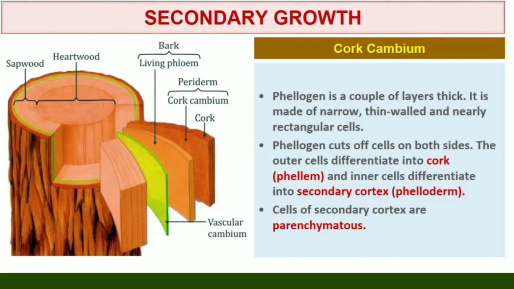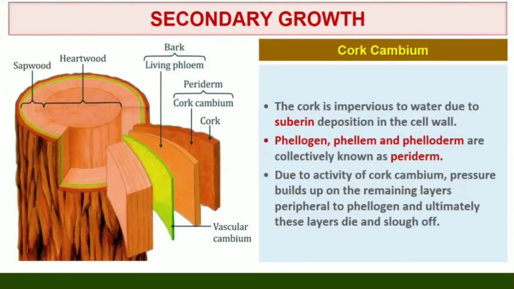The cork is impervious to water due to suberin deposition in the cell wall. The cells of secondary cortex are parenchymatous. Phellogen, phellum, and phelloderm are collectively known as periderm. Due to activity of the cork cambium, pressure builds up on the remaining layers peripheral to phellogen and ultimately these layers die and slough off.